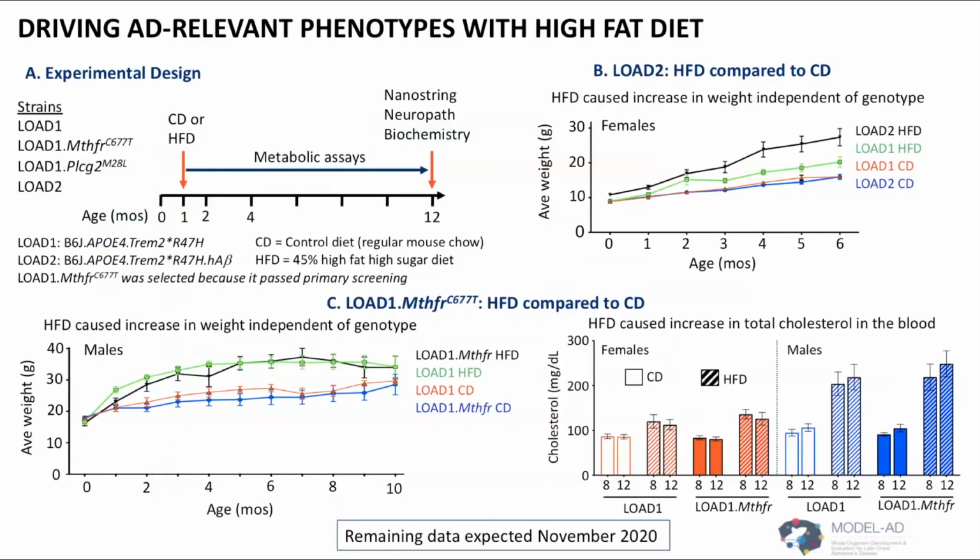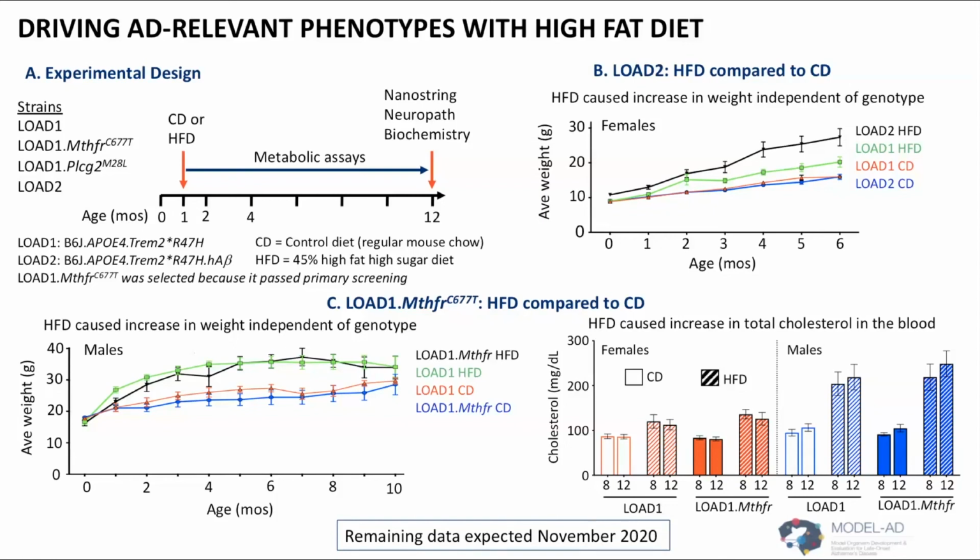So I mentioned on that slide that we're also looking at non-genetic factors, what sometimes is called the exposome. And so here we're looking at high-fat diet. The pilot that we ran was to put LOAD1 with MTHFR, LOAD1 with a different variant, PLCG2, and LOAD2 on a high-fat diet, which is the 45% high-fat, high-sugar diet, at 1 month of age, and they're assessed at 12 months of age through that same NanoString assay that I described previously, as well as some neuropathology and some biochemistry. Along the way, we're assessing metabolic assays to find out whether we've introduced that environmental risk that we wanted to.